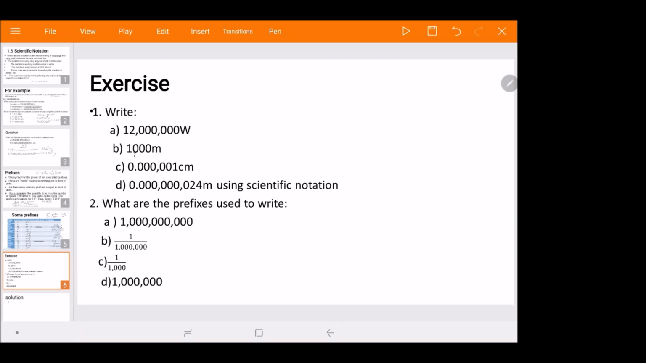And on question number 2, what are the prefixes? In this case, what are the prefixes used to write the numbers given below, A up to D? Try to write the first one by scientific notation, and for the second one, what is the prefix we use for the given number? Try to write.